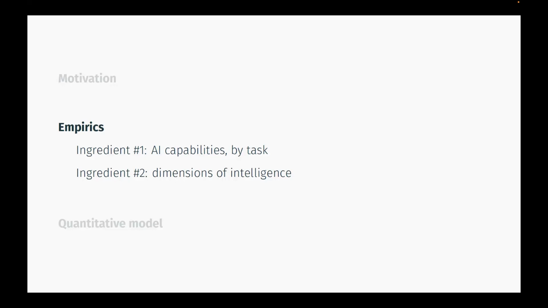Dimensions of intelligence, what are we going to do? We're going to take the ONET database that we talked about earlier. We're going to use GPT, and we're going to grade all the ONET tasks on different dimensions. So for example, does this task require physical presence or not? Is this task a long horizon task, or is it a short horizon task? Does it take years, or can it be done in days? And we're going to do that for a bunch of different dimensions.